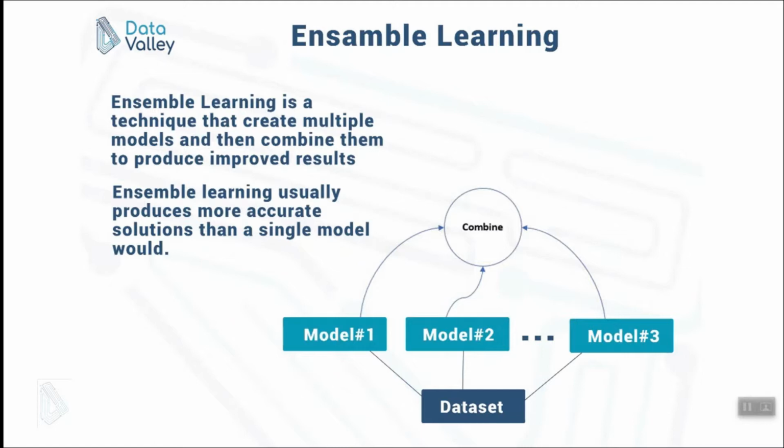Ensemble learning is a technique that creates multiple models and then combines them to produce improved results. As a consequence, it supposedly produces more accurate solutions than a single model. The companion graph simplifies this concept a lot. Several models are being trained on the same dataset and then combined for hopefully better results.